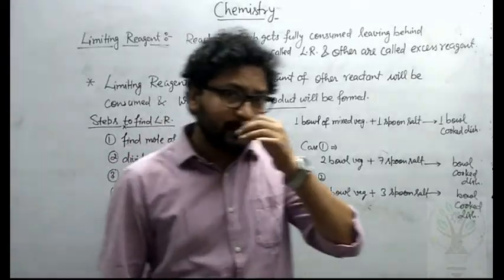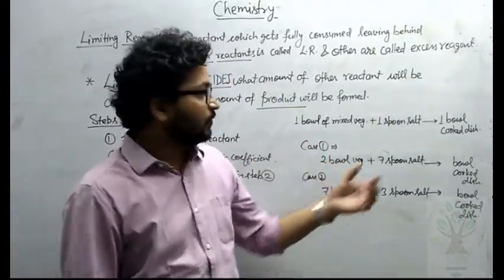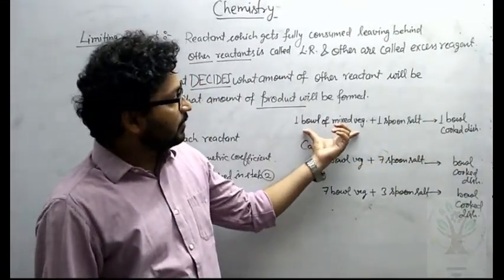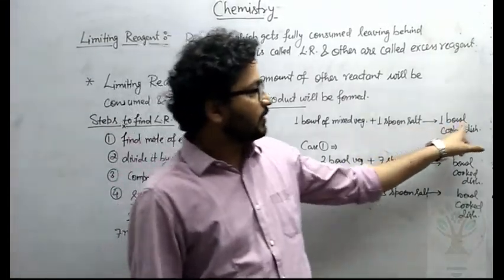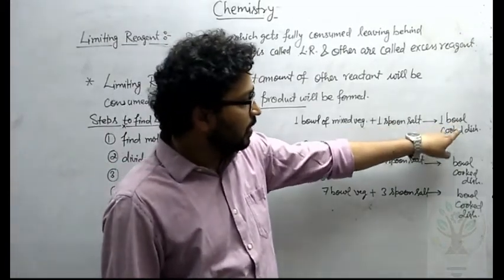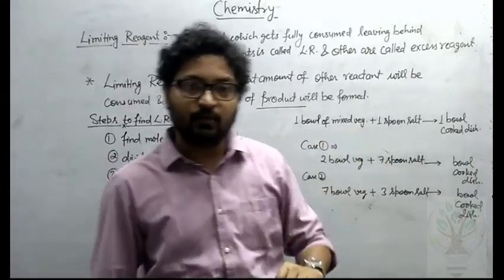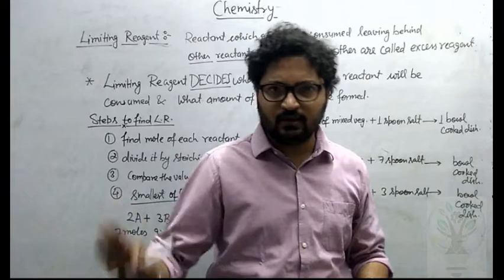Okay, let's take a very quick small example, a home-used example. Let's say I give you a recipe to form 1 bowl cooked dish, and the recipe is if you have 1 bowl of mixed veg and 1 spoon salt, you will get 1 bowl cooked dish. So for making 1 bowl cooked dish, that is our product, you need 1 bowl of mixed veg and 1 spoon of salt. If you have these two, you'll get 1 bowl of very good cooked dish.